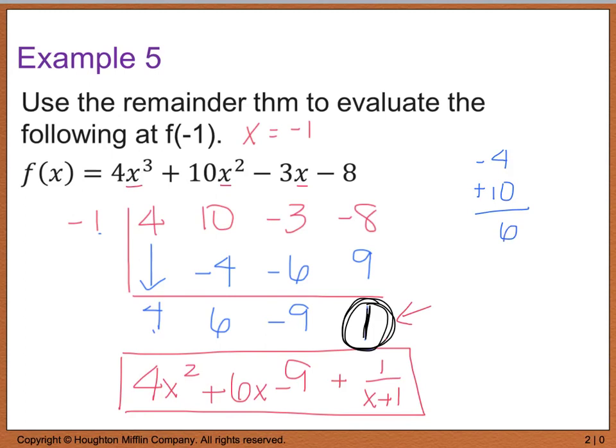Minus 3 times a negative 1 will give me plus 3, or 9. And then I have that minus 8, which gives me 1. So these two here are equal, and that's how we use the remainder theorem.